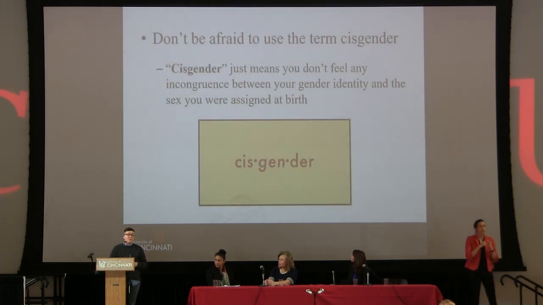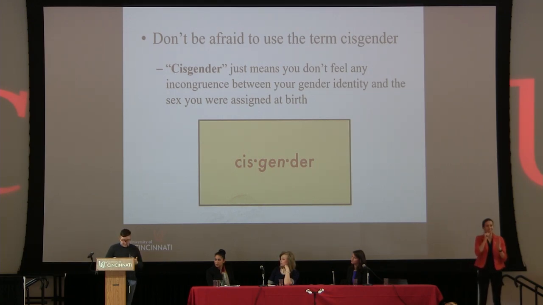So that's just an easy and sort of humorous example. And then I'd also encourage people not to be afraid of using the word cisgender in your findings, even if your research has nothing to do with LGBT folks. You can still describe your population as cisgender if they're all cisgender. So cisgender is not a derogatory term, it just means not trans. So if you don't feel any incongruence between the sex you were assigned at birth and how you identify in terms of gender identity, congratulations, you're cis, and that is a word that you can use in your everyday language to help normalize talking about these sorts of things.